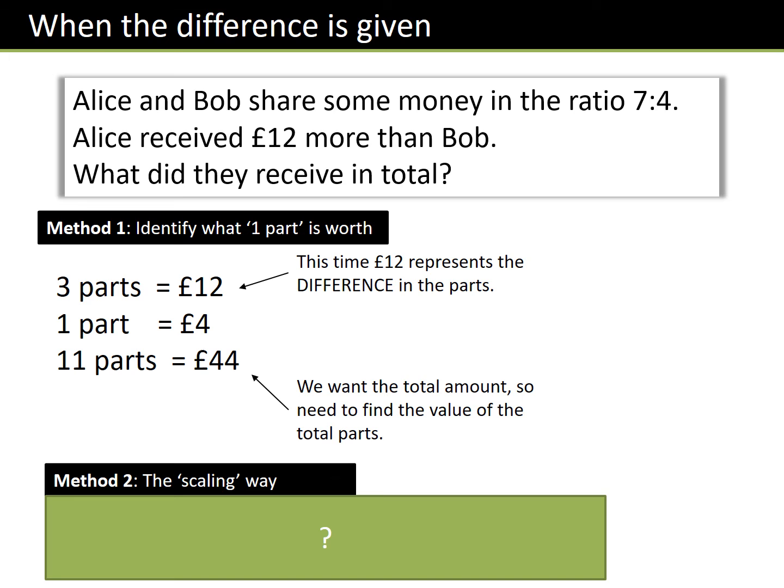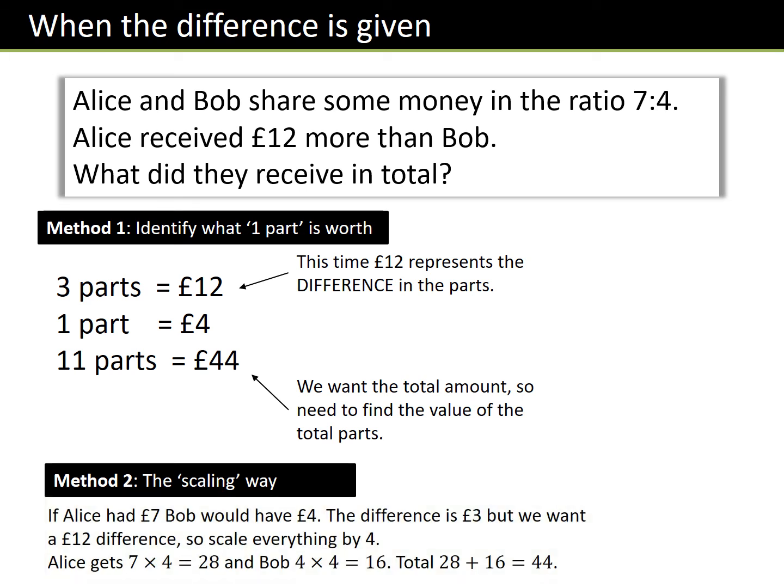The scaling way. If Alice had £7, Bob would have £4. The difference is 3, but we want a £12 difference, so we scale everything by 4. Alice gets 7 times 4, which is 28. Bob gets 4 times 4, which is 16. 28 and 16 is 44. I think method 1 is still easier to me.